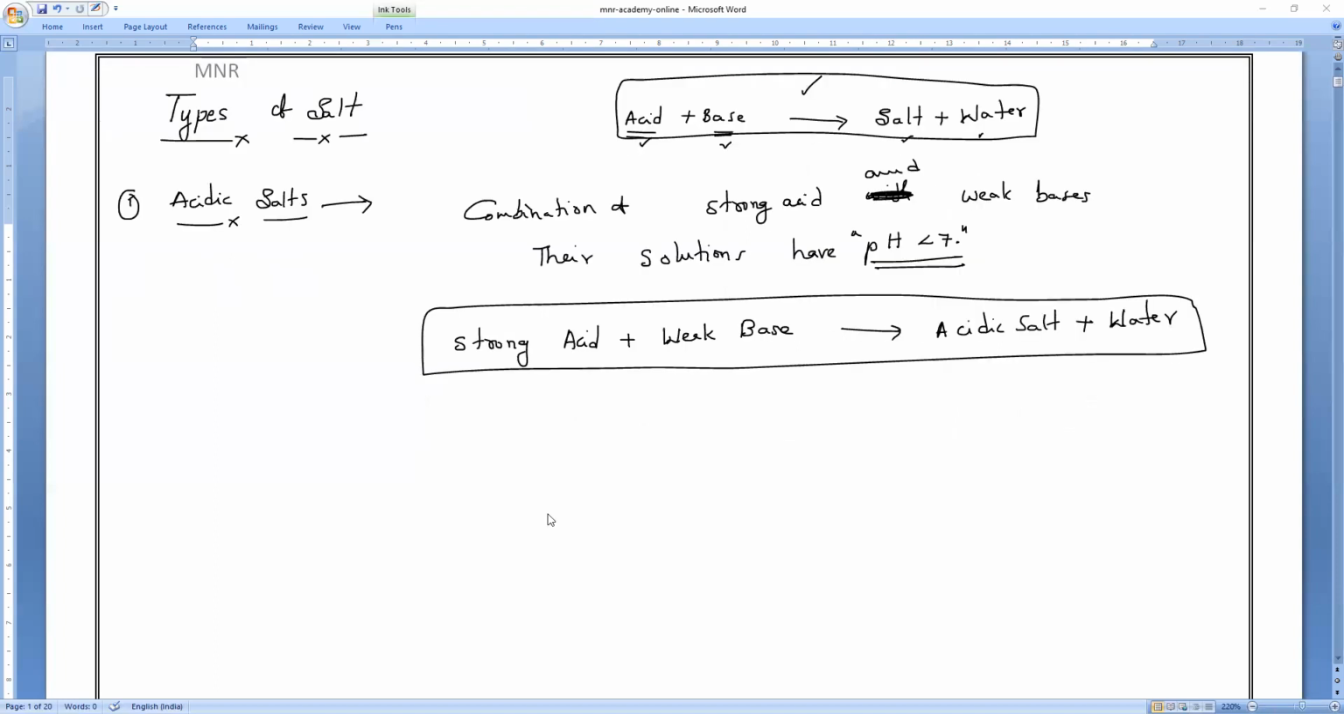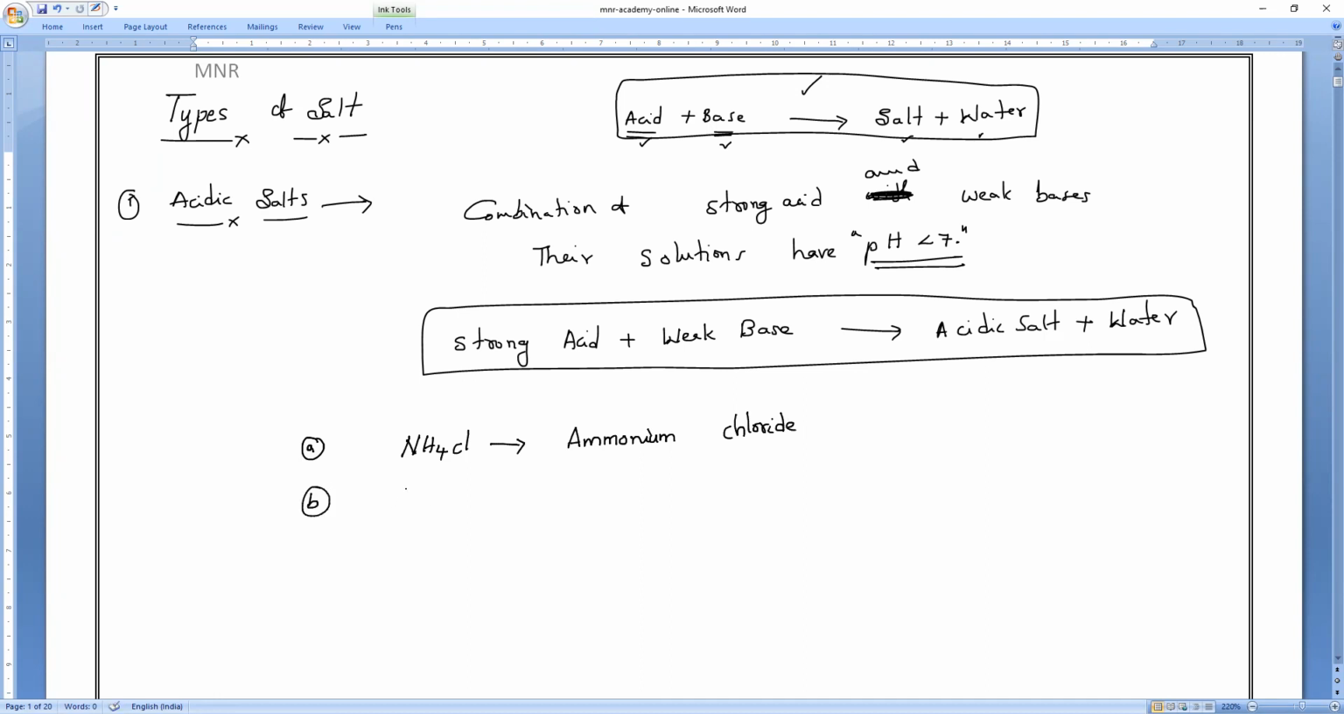Acidic salts. Examples: of course, we'll study the parental acid and parental base later, that is the family of salts. The examples for these acidic salts: NH4Cl. I will say the salt formula, you tell me the name. NH4Cl, ammonium chloride.